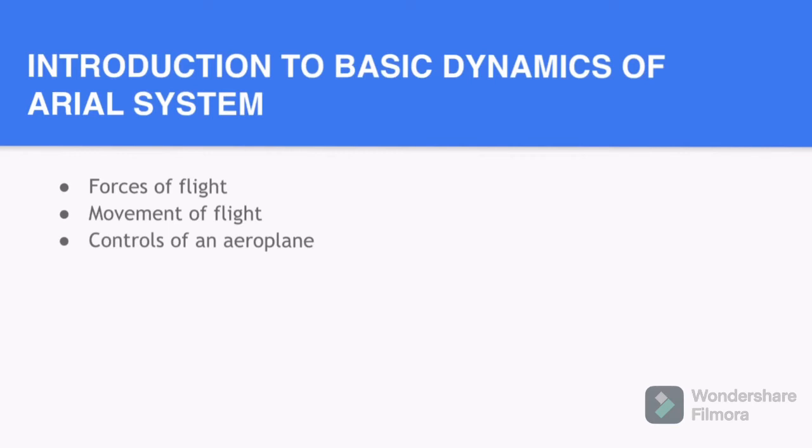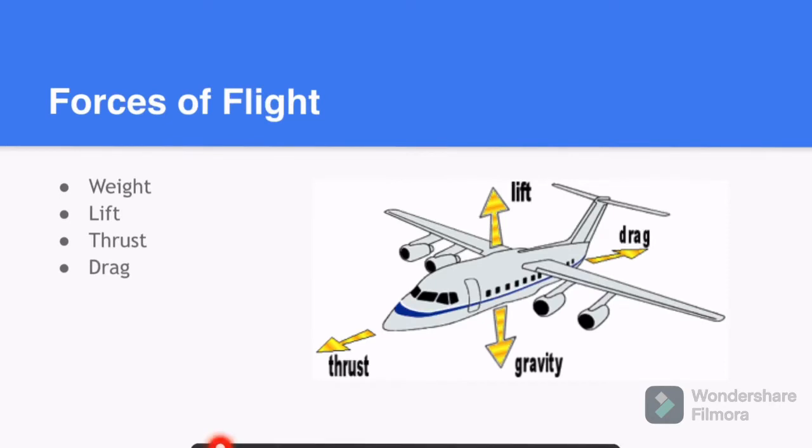In this PPT we are going to see an introduction to the basic dynamics of aerial systems. Every flying system has these forces acting on it. We will see the forces of flight, the movements of flight, and the control of an aeroplane. So first, the forces of flight. These are the four forces acting on an aeroplane, or any aerial vehicle.